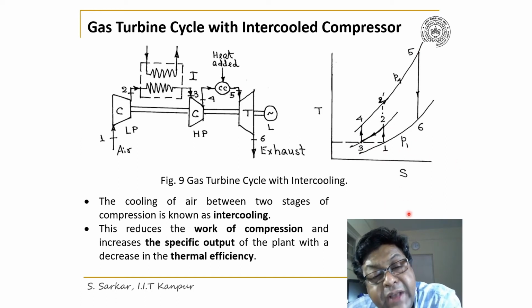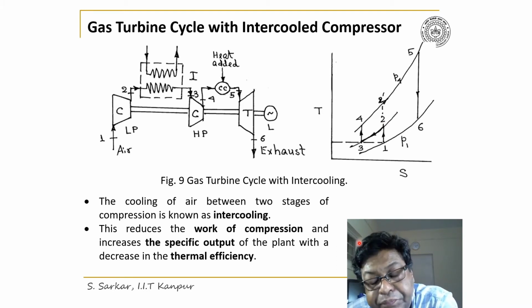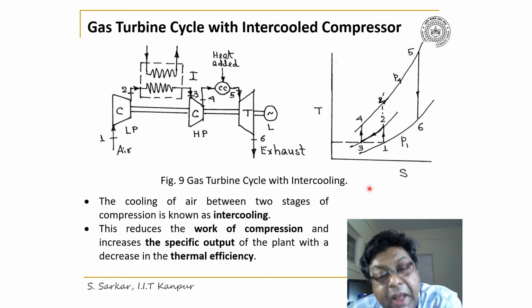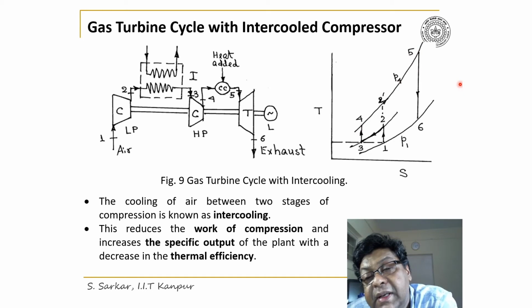1-2 represents isentropic compression in the LP compressor. 2-3 is the intercooling, done at constant pressure. That is, the compressed gas has again been cooled to the initial temperature. So now we have assumed T3 should be equal to T1, and then again it's compressed in the HP compressor and then heated in the combustion chamber at constant pressure. Heat addition is 4-5, and then it is expanded in a turbine to produce work output.